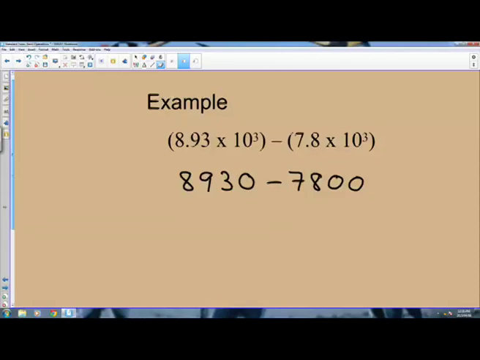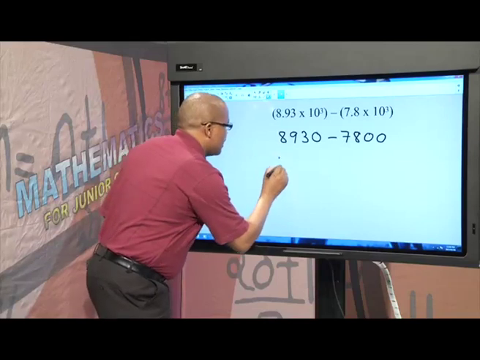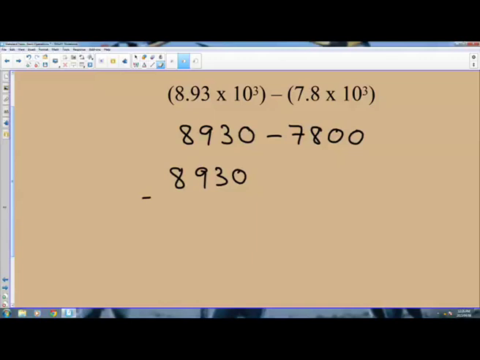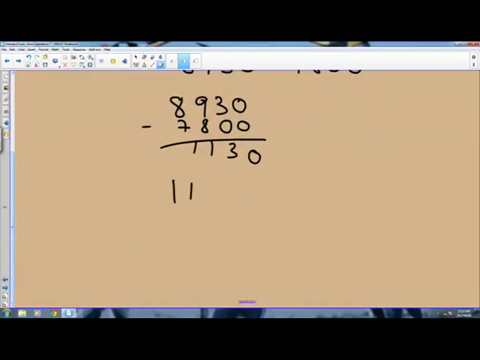So how do we subtract? This is the simple operation that we all know. It's 8930 minus 7800. And then we are subtracting. 0 minus 0 is 0. 3 minus 0 is 3. 9 minus 8 is 1. And then 8 minus 7 is 1. And then the answer is 1,130. You need to change this into standard form.